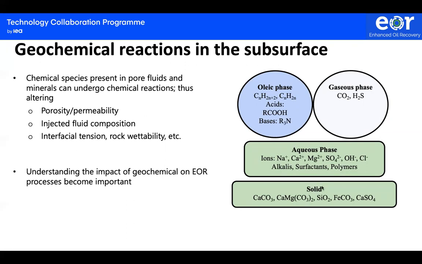And last but not the least, the rock itself is made up of different minerals. For example, in carbonates you have minerals such as calcite and dolomite. In sandstone we have silica and clays, and in addition you can have other minerals in small amounts such as siderite and anhydrite.